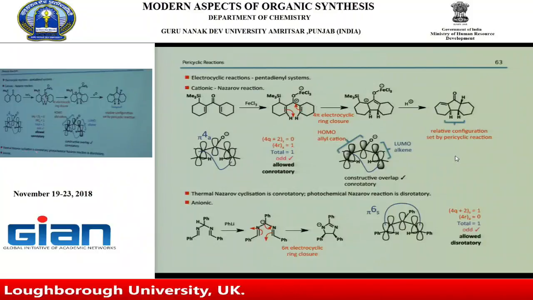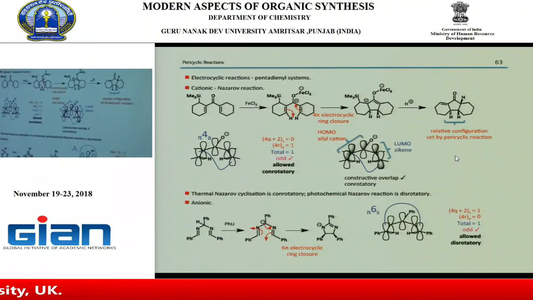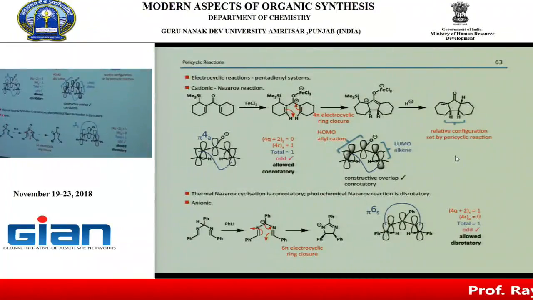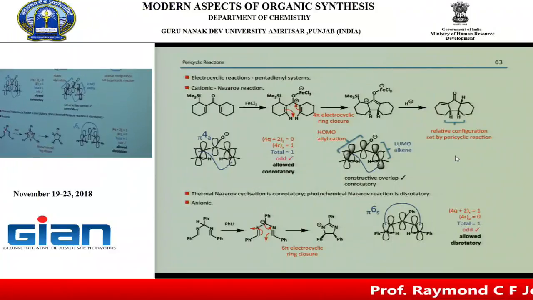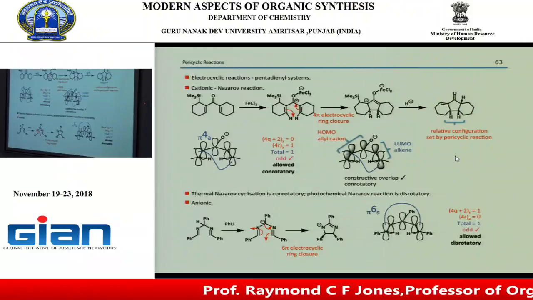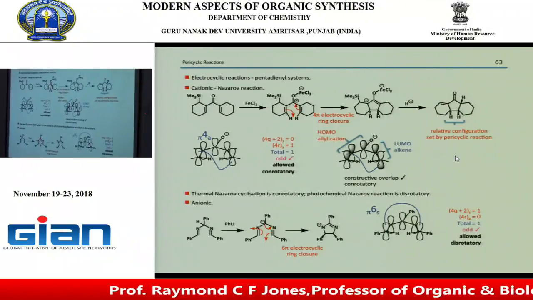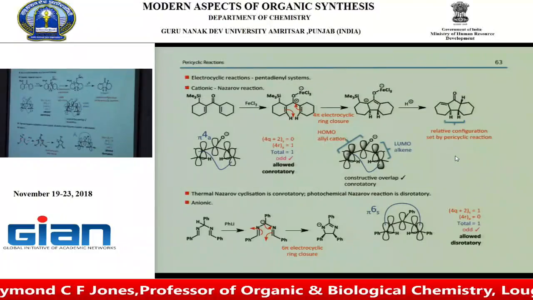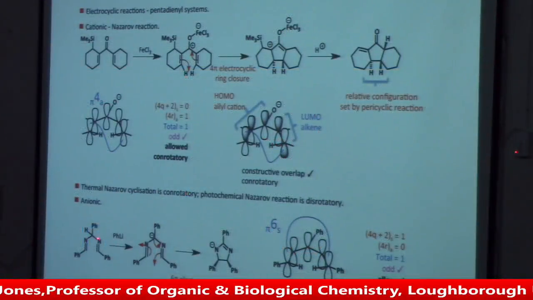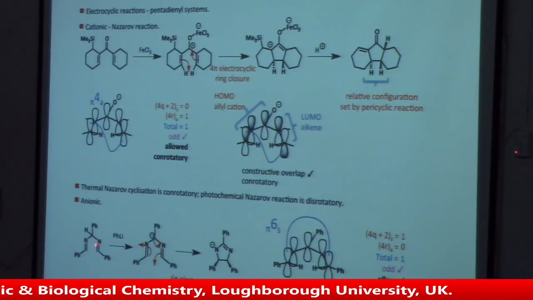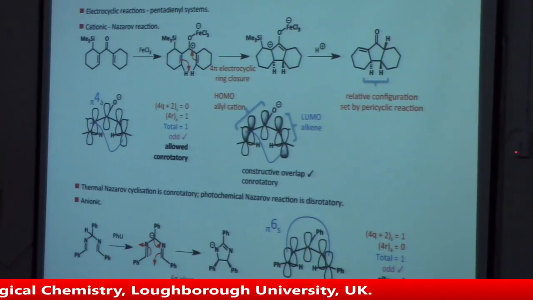So the thermal one is conrotatory. Photochemical, you could reverse it if you want the opposite. Harder to do photochemically, actually. Here's an anionic one. What's the difference? This would now be a 6 electron system, because it's got 2 pi bonds and a negative charge. So here's a double imine made from a reaction of ammonia with a carbonyl group here, and then condensation with benzaldehyde.